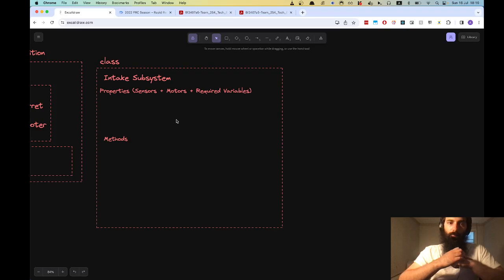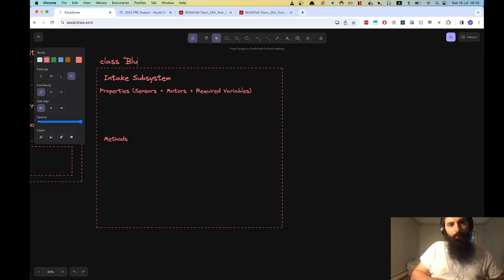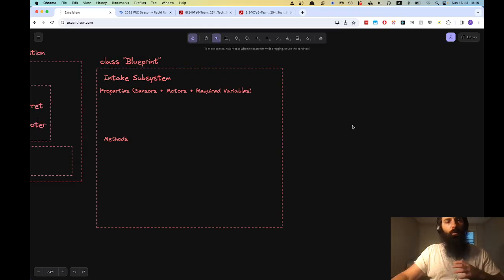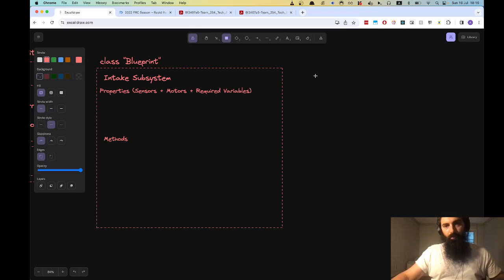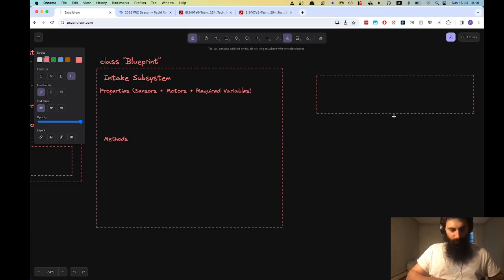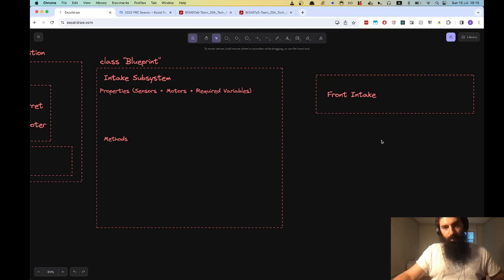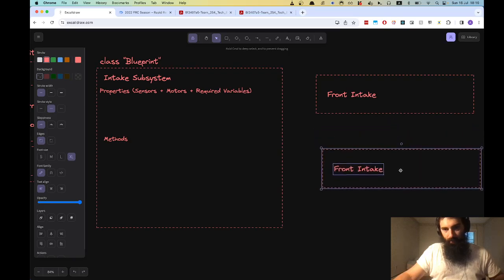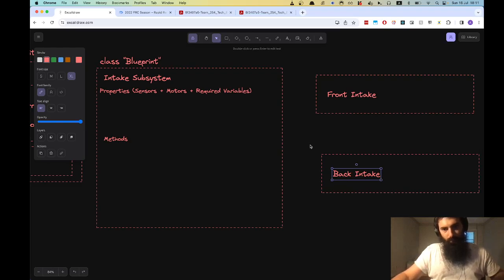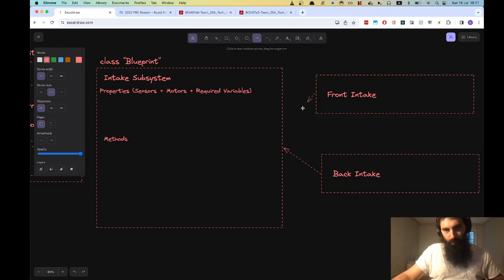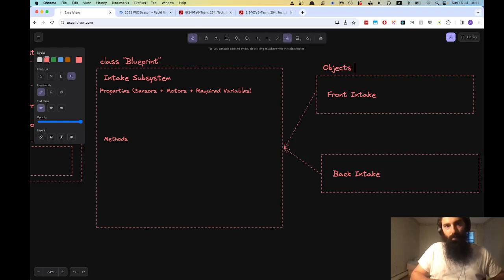As we learned in a previous video, there are two concepts in object-oriented programming. There's a class, which is the blueprint. So this is a blueprint for what an intake subsystem is. And then on the other hand, there are actual instances of that. There's going to be a front intake, and then there's going to be a back intake. These intakes are what we call objects, the specific subsystems.